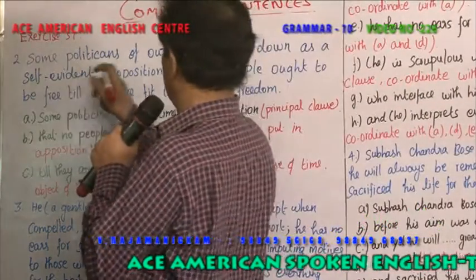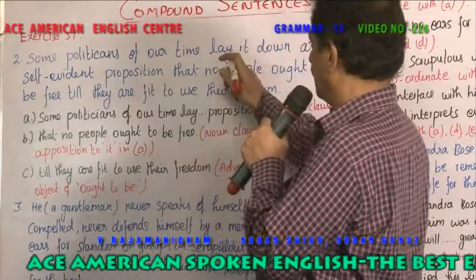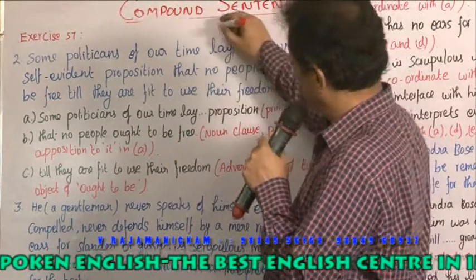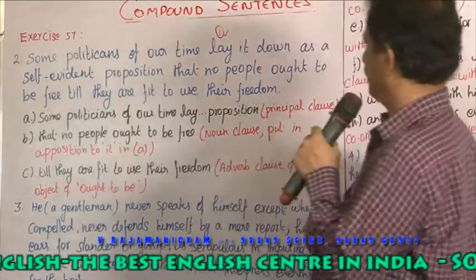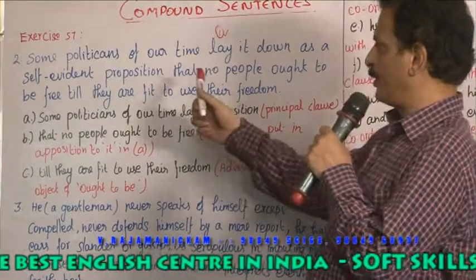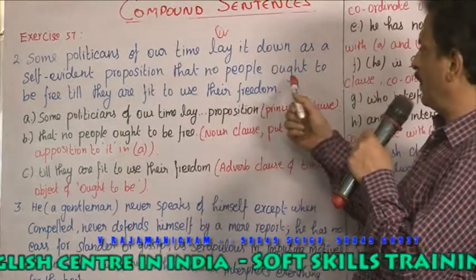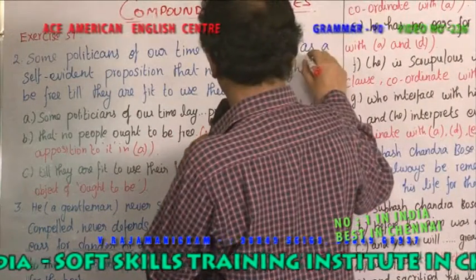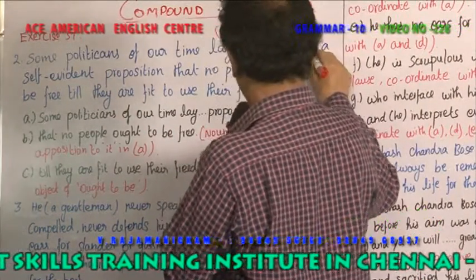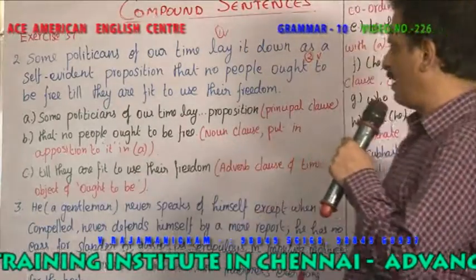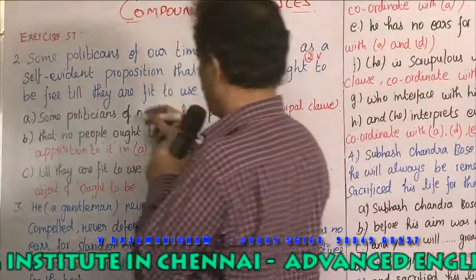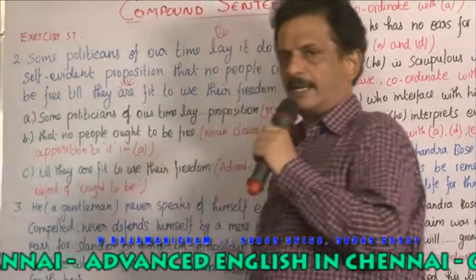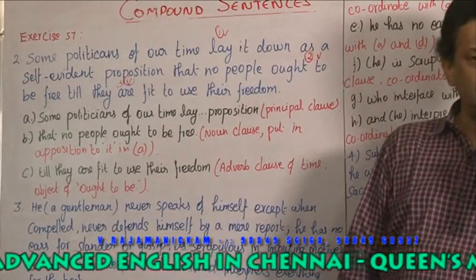See, some politicians of our time lay it down. One verb is there, so one sentence, right? As a self-evident proposition that no people ought to be free. Ought to be, so this is the second verb. So two sentences. Till they are fit to use their freedom. Or third verb. So three sentences are there. When three verbs are there, three sentences are there.